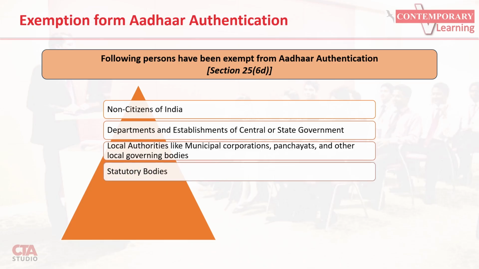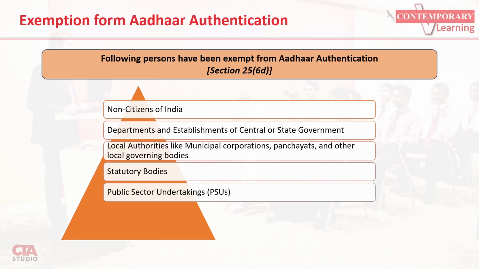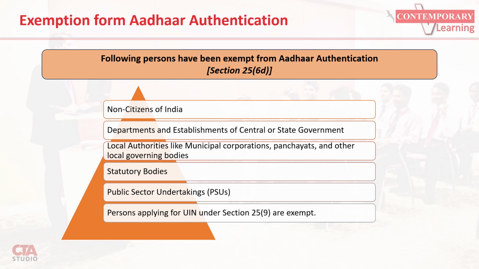Statutory bodies. Bodies created by specific statutes are exempt. Public sector undertakings, PSUs. Government-owned companies and enterprises are exempt. Persons applying for UIN. Those applying for unique identification number under Section 25(9) are exempt. UIN is typically for UN bodies, embassies, and similar entities.